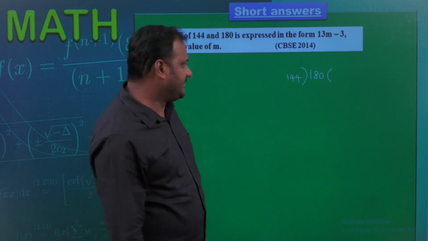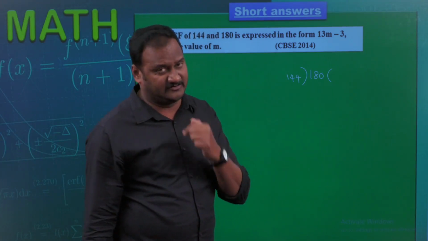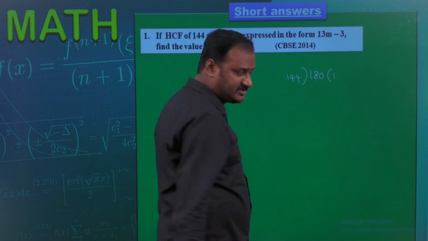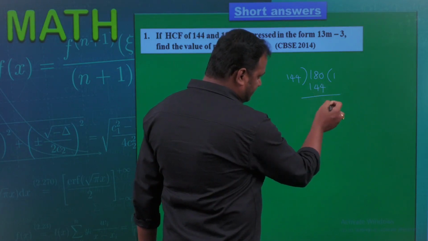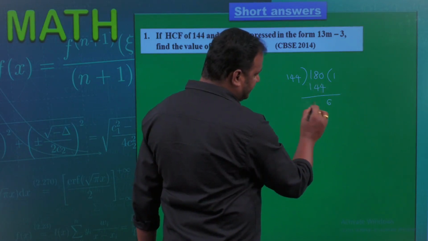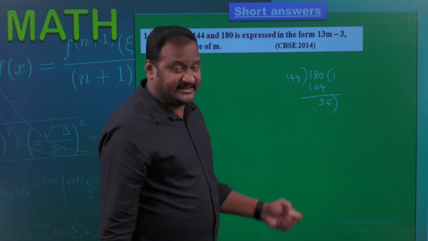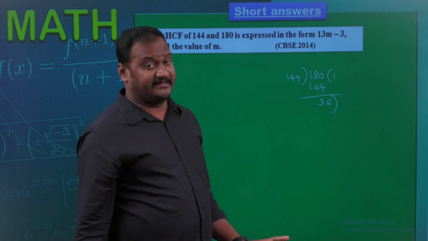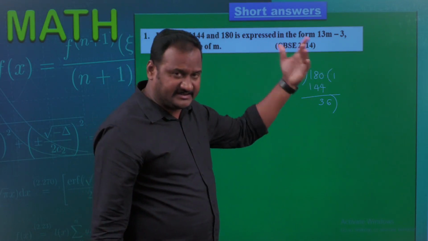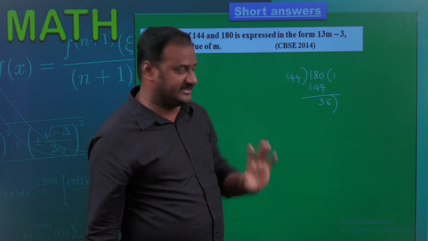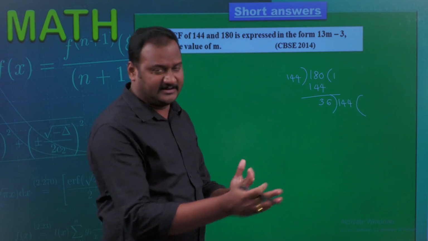I would like to explain one more time. 144, how many times does it go into 180? Of course, it goes 1 time, 144, and then subtract. 10 minus 4 is equal to 6, and 7 minus 4 is equal to 3. So 36. Now take that 36 as the divisor, and whatever the divisor in the previous case, it would be the dividend for the next case. So take 144. Hope you understand.